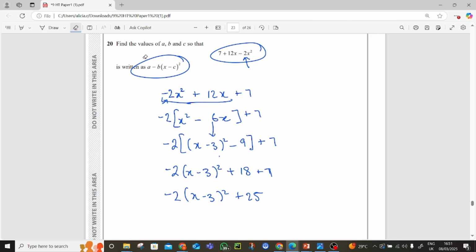Now, if you look at this problem here, it's got the number first and then the x and the minus c afterwards. So we could rewrite it this way around: 25 minus 2 (x minus 3) all squared. It's the same thing, but it puts it in the format that they were looking for. So in our case, we have 25 as A, 2 as B, and 3 as C.